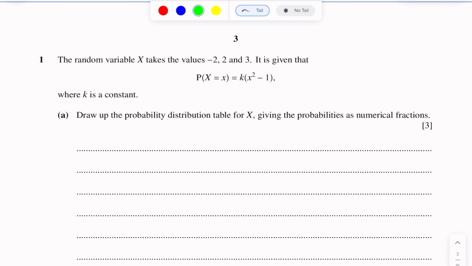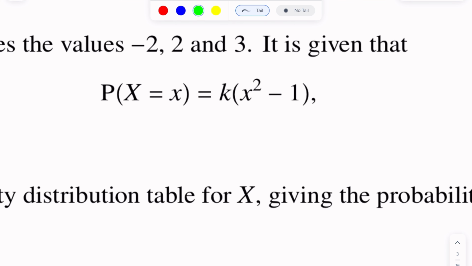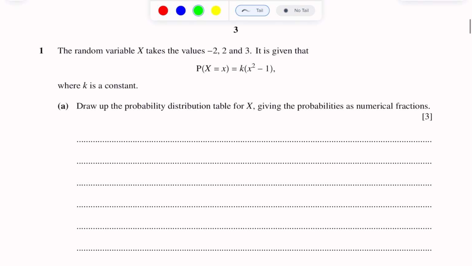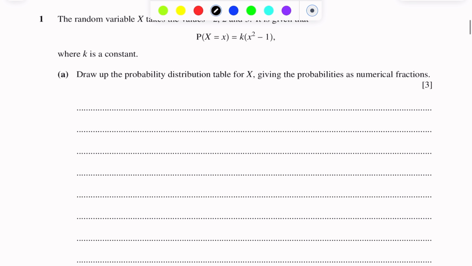This question is from discrete random variable. The values of x are given. Probability relation is also given. We have to draw the probability distribution table, or simply this table is also called PDF, probability density function. So let me start. The values of x are given. X can take these values -2, 2, 3.